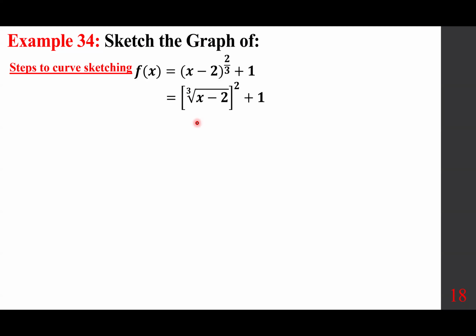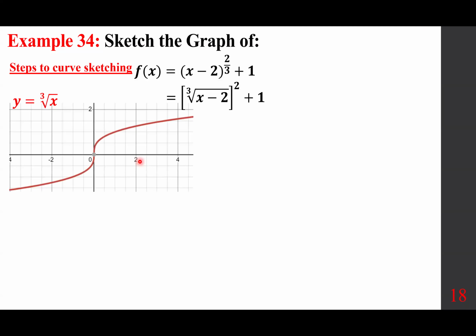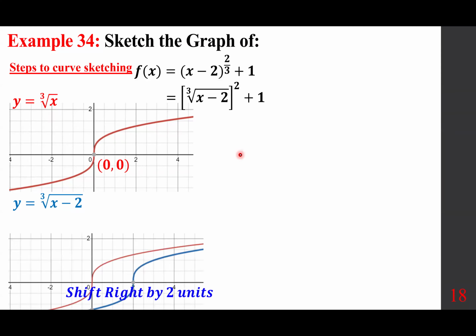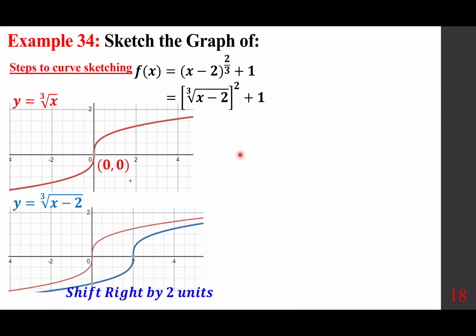So the basic function, cube root of x, is the starting point, and we should know it looks like this, where the domain is all real numbers. We have the x and y intercept at (0, 0), and that's the starting point. The next one is to look at cube root of (x minus 2), which means it's the same function, but shifted to the right by 2 units. So we move this to the right by 2 units. Looks like this. So (0, 0) moves to (2, 0).